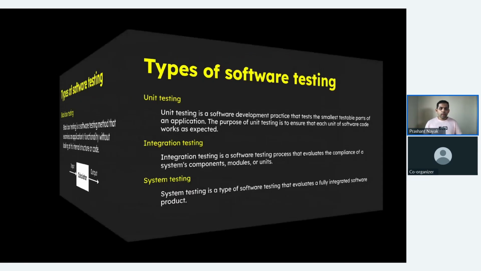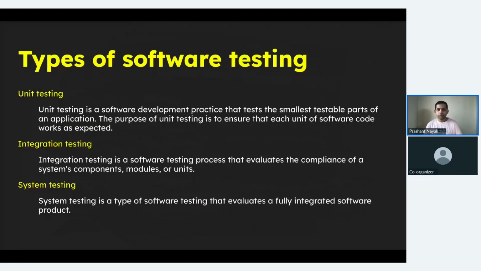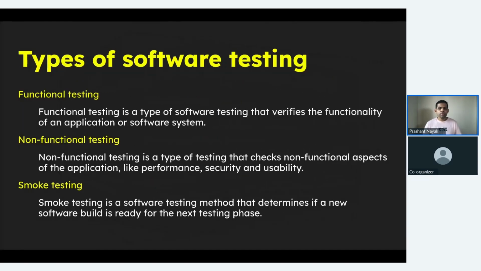And then we have other different types of software testing. One is unit testing, which we already spoke about. Then we have integration testing, wherein we test the integration of different modules within the application. Then we have system testing, wherein we test the overall application as a whole. Okay, so these three types of testing we already spoke about in the previous slide when we discussed the different levels of testing. Then we have functional testing.